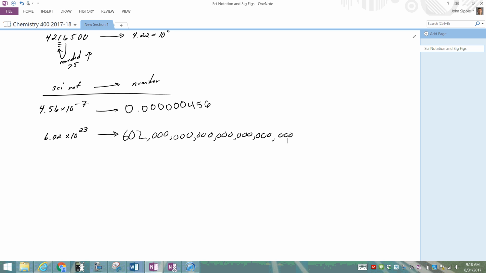Okay. And that's why this is a lot easier than that, right? Okay. We deal with really big numbers around here, and we also deal with real small numbers too. So we want to be able to use scientific notation.